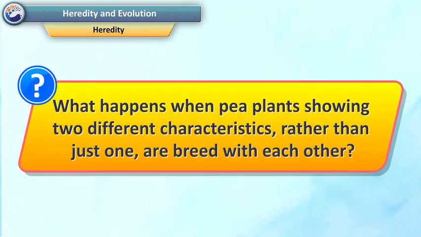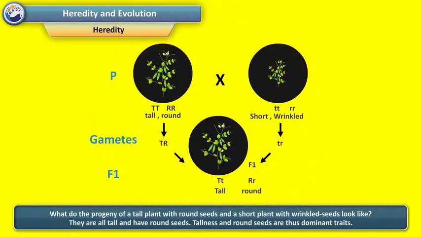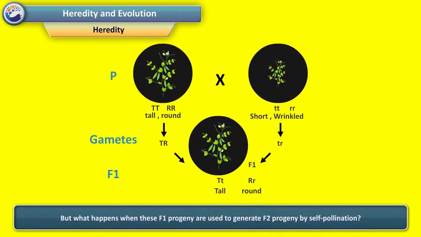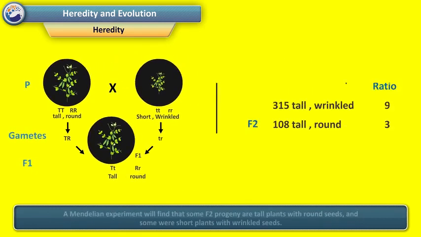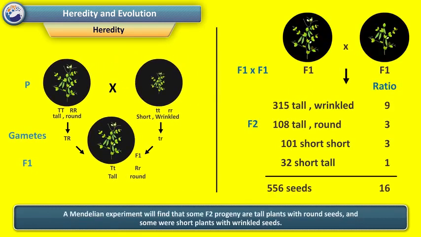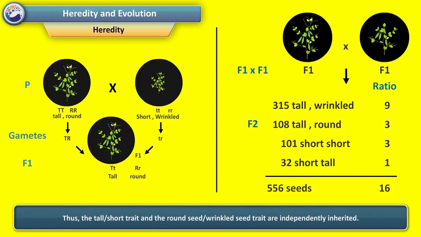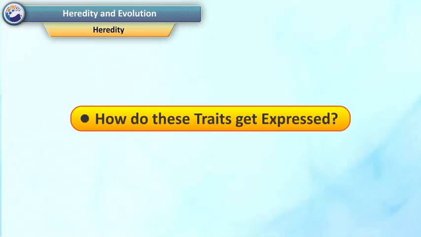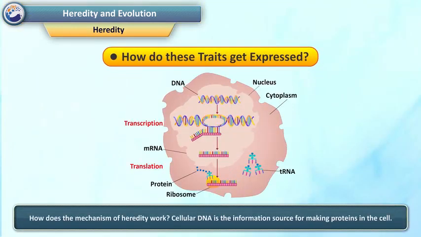What happens when pea plants showing two different characteristics, rather than just one, are bred with each other? What do the progeny of a tall plant with round seeds and a short plant with wrinkled seeds look like? They are all tall and have round seeds. Tallness and round seeds are thus dominant traits. But what happens when these F1 progeny are used to generate F2 progeny by self-pollination? A Mendelian experiment will find that some F2 progeny are tall plants with round seeds, and some were short plants with wrinkled seeds. Thus, the tall or short trait and the round seed or wrinkled seed trait are independently inherited. How do these traits get expressed? How does the mechanism of heredity work?